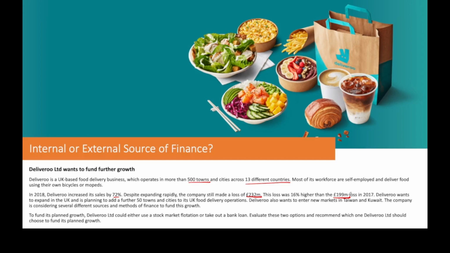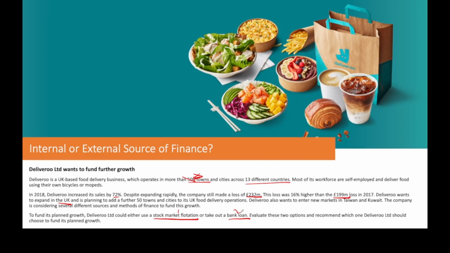So they want to expand in the UK. They're already in 500 towns. Different sources, methods, fund its growth. Okay, so to fund its planned growth, they are considering either using a stock market flotation or to take a bank loan. So this is the question, by the way. So when I'm planning, I do option 1 and I'll do option 2 because we're doing a 20-mark question now.